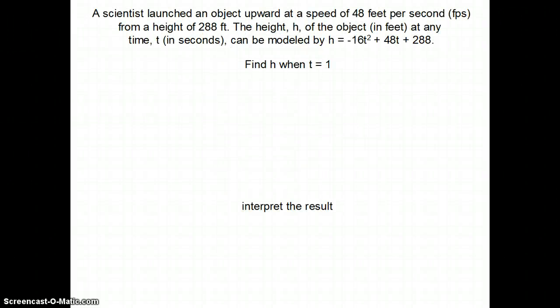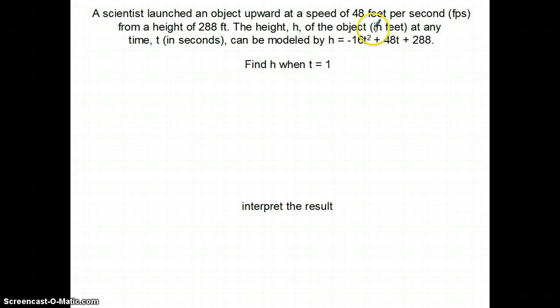First, let's discuss a scientist who launched an object upward at a speed of 48 feet per second, we'll abbreviate that as FPS, from a height of 288 feet. The height, which we will call h, of the object in feet, at any time, which we will call t, in seconds, can be modeled by the following equation. So I've already written the equation for you. All we need to do is find h when t equals 1.